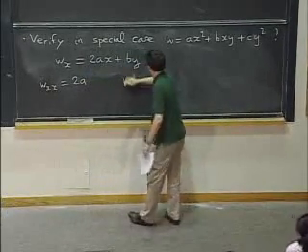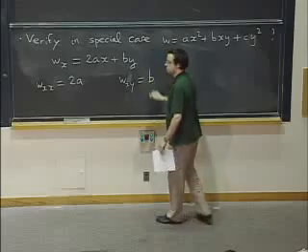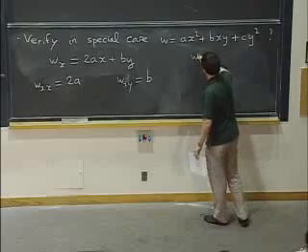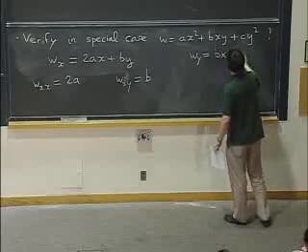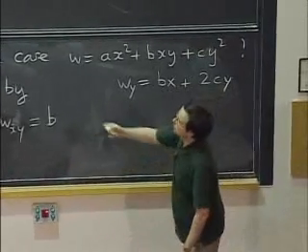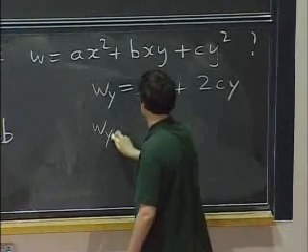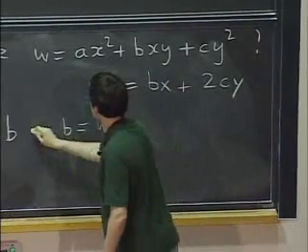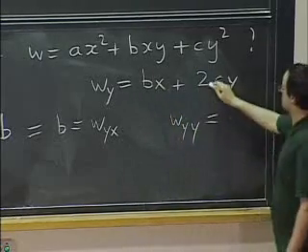W sub xy, if I take the partial with respect to y, I will get b. Okay, now we also need the partial with respect to y. So w sub y is bx plus 2cy. In case you don't believe what I told you about the mixed partials, w sub yx, you can check, and it's again b. So they're indeed the same thing. And w sub yy will be 2c.